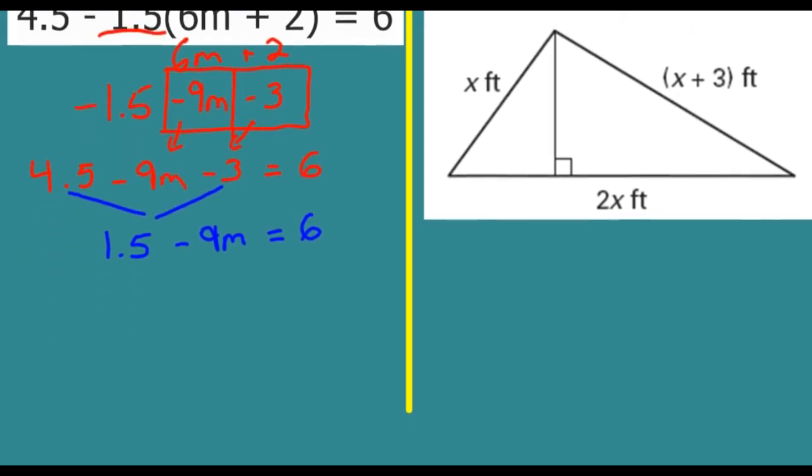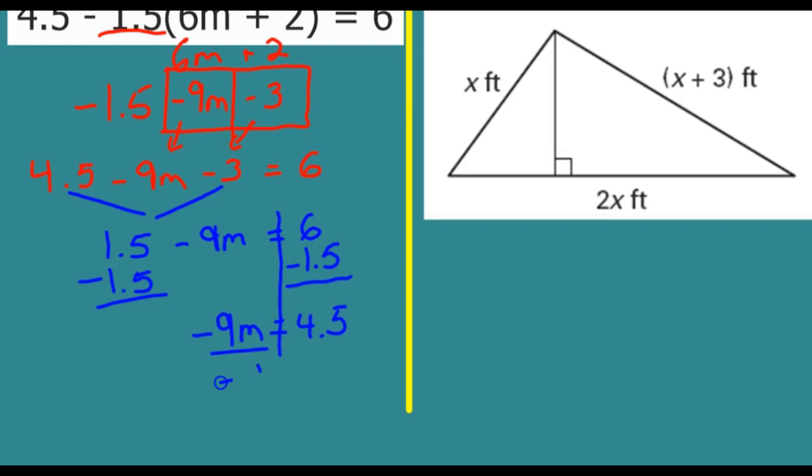So that means I need to look to see if I have any constants or numbers without variables. Well, I have 1.5 here. That's a positive, so I'm going to do the opposite of positive and subtract it from both sides. Now what I get is negative 9m equals 6 minus 1.5, which is 4.5.